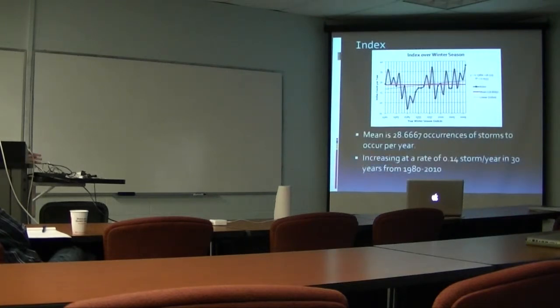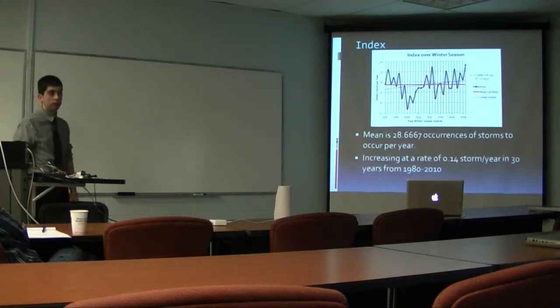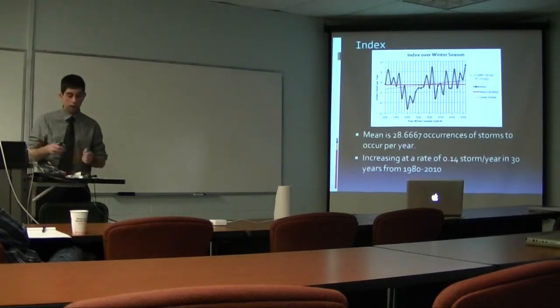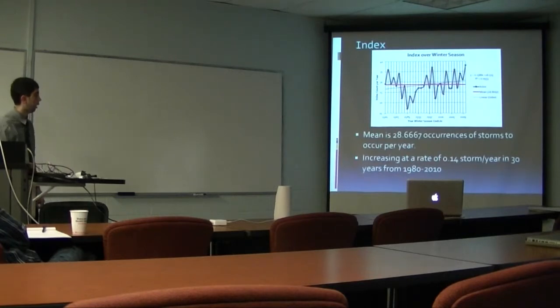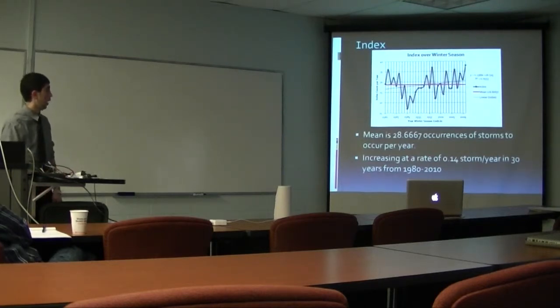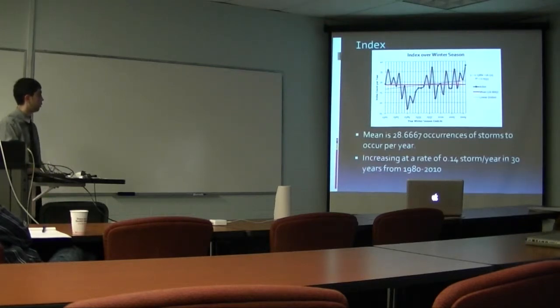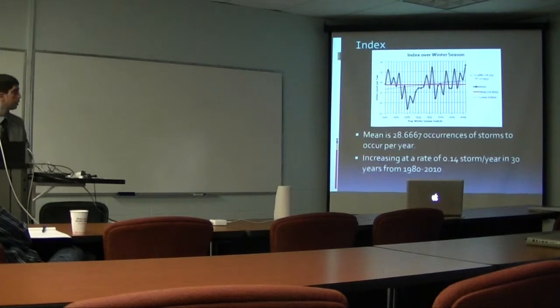So maybe that has something to do with it. So when we throw all those things together, we decided to use weather type 3 and 4 as our sort of tracker of storms across the entire time frame. Now when I take the average of every single year of the number of weather type 3 and 4, I get a mean of about 28 and 2/3 storms. And then it also is increasing, as this black line shows, at about a rate of 0.14 storms per year in that 31-year period, but 30 winters.